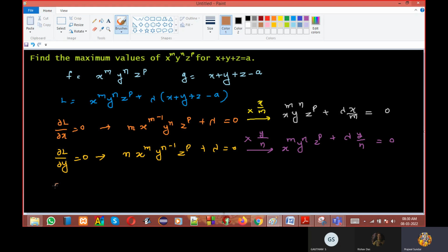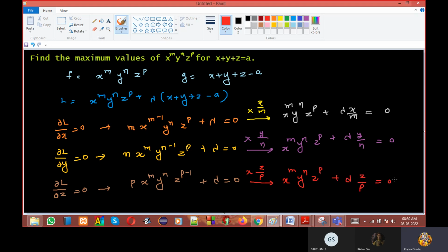Then what I'll get? ∂L/∂z = 0. What I'll get? p x^m y^n z^(p-1) + λ = 0. What do I multiply it with? Multiply it with z/p. So you will get x^m y^n z^p + λz/p = 0. On comparison, what you can say? These are the same, right? x/m = y/n = z/p. Clear? On comparison.